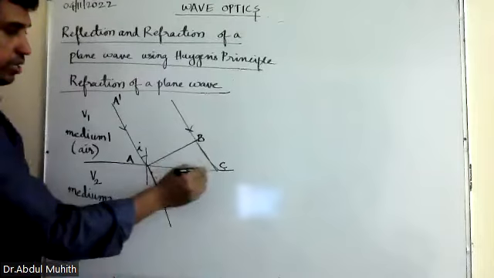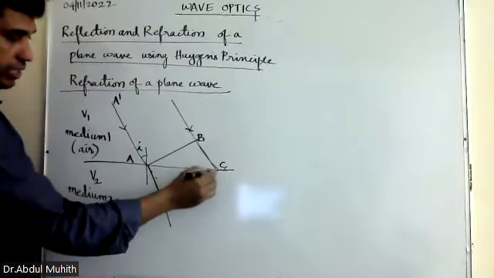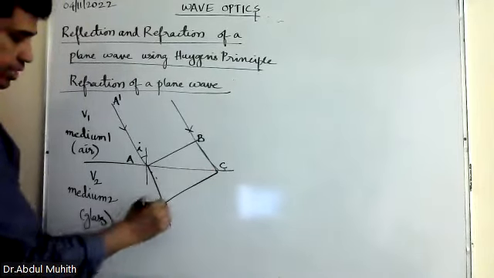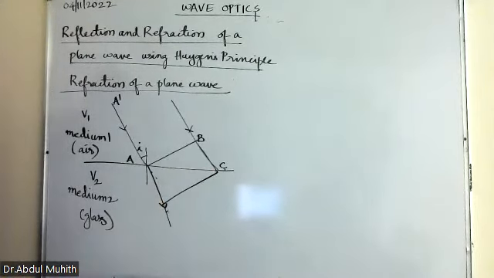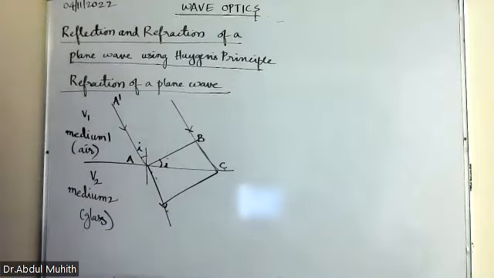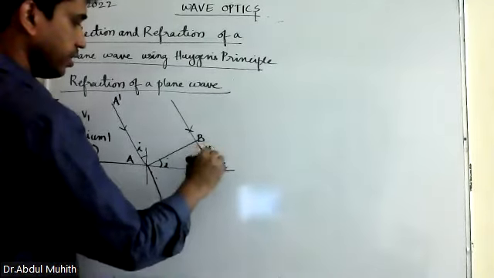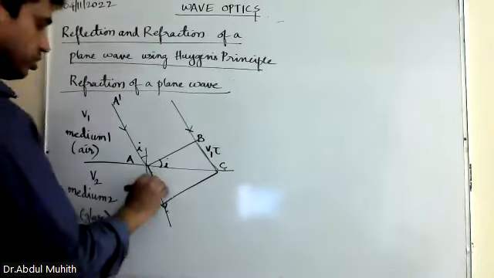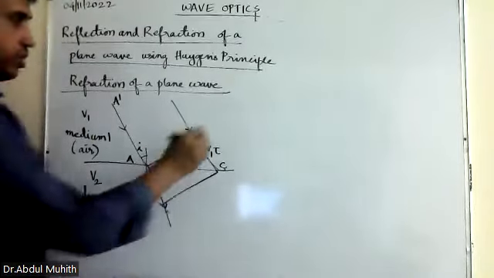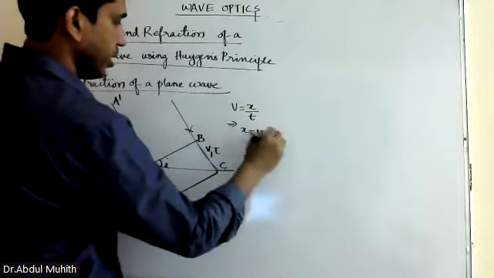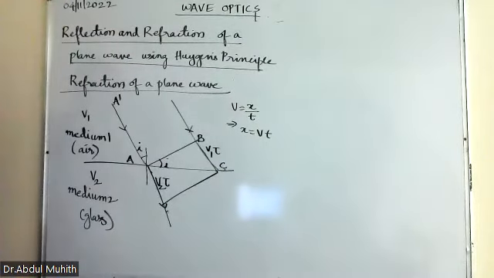So what will happen? Now, when the second ray touches the interface, the first ray has already traveled a certain distance in the second medium. So here, I is the angle of incidence. What is the distance? This is V1 tau, and this is V2 tau. Velocity is equal to displacement by time, so displacement is equal to velocity into time. So we have V1 tau, and this one is V2 tau.